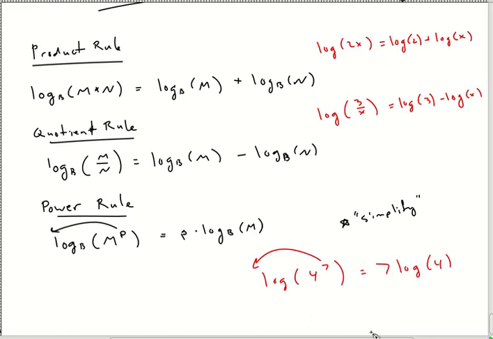There are base b's with all this stuff, but that's not the big thing. The big thing is that if you have a times, it's a plus. If you have a divide, it's a minus. And if you have a power, it's now a times on the outside. I can go into depth about all the little details, but really, in the end, that's what it looks like. Do it and you're done.